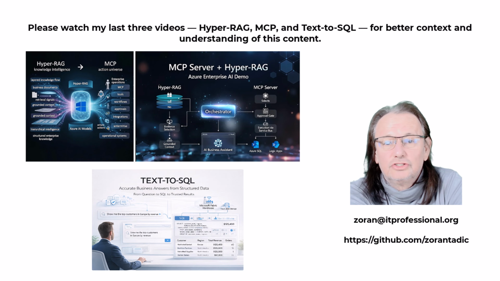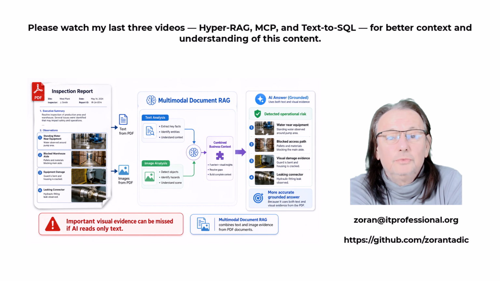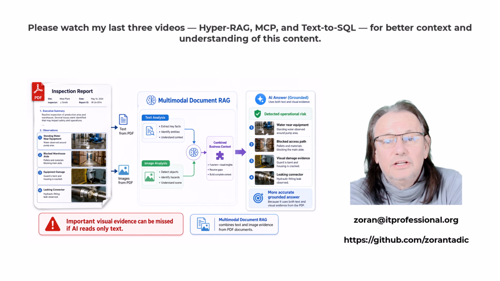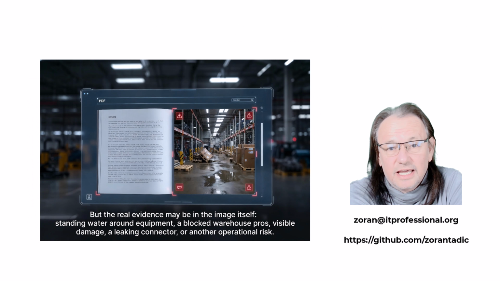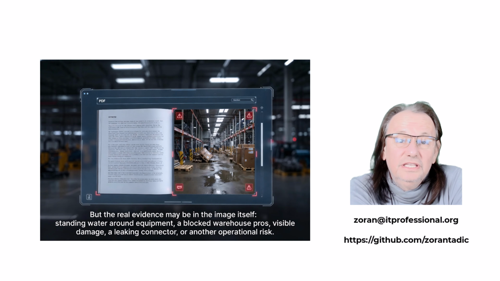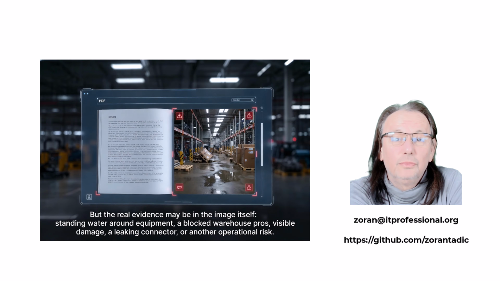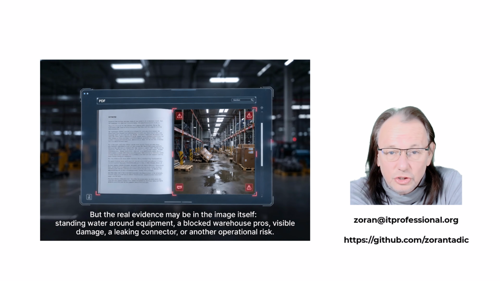So at this point, we had a strong foundation, an AI system that can read documents, use tools, and query databases. But in real enterprise environments, there is one more important layer that is often overlooked. And that layer is visual information. Real business documents are not always just text. Very often, PDF files contain photos, diagrams, charts, tables, scanned reports, equipment pictures, field inspection images, or screenshots from business systems.